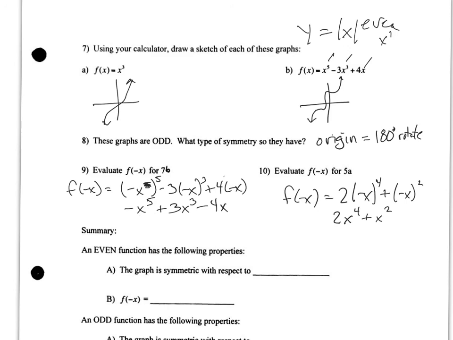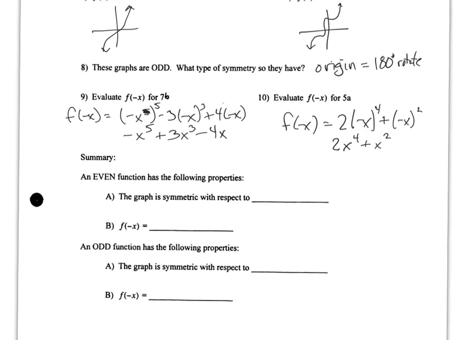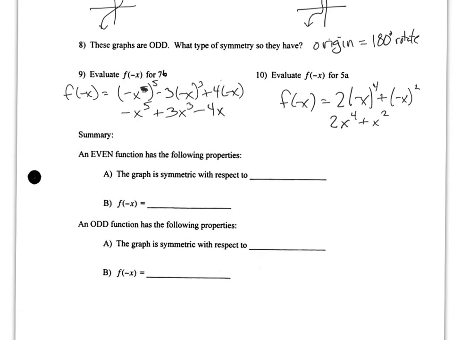So if we kind of put all this together, I know it's kind of everywhere, but if we kind of try to put this together a little bit, even function has symmetry with the y-axis, or fold in half, and when you plug in a -x, you get the original function. It does not change sign. An odd function has symmetry with respect to the origin, which is a rotational symmetry, and when you plug in the negative, you get the opposite of the original function.